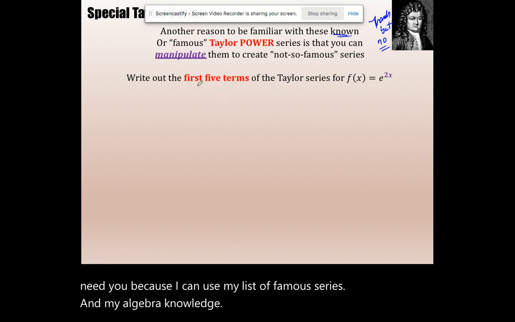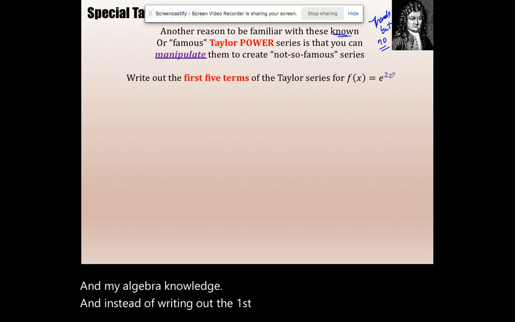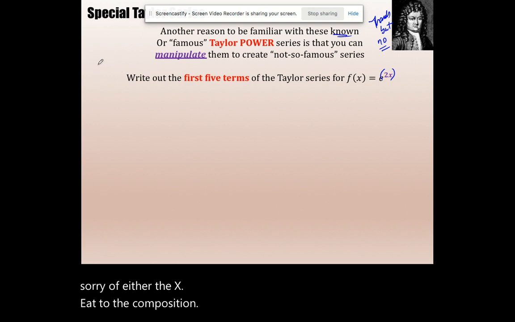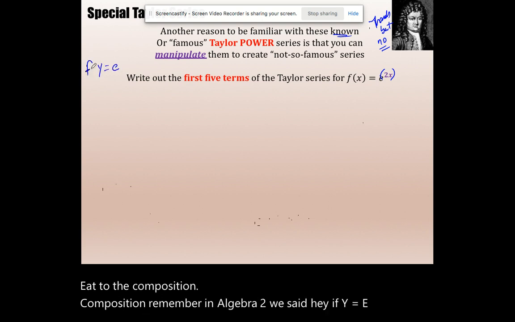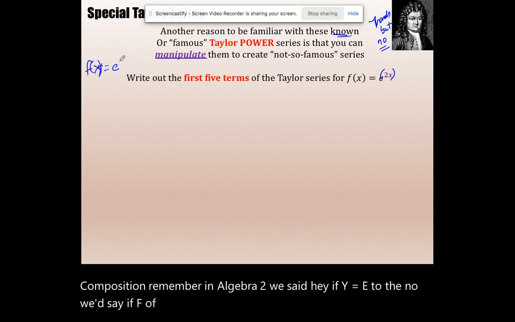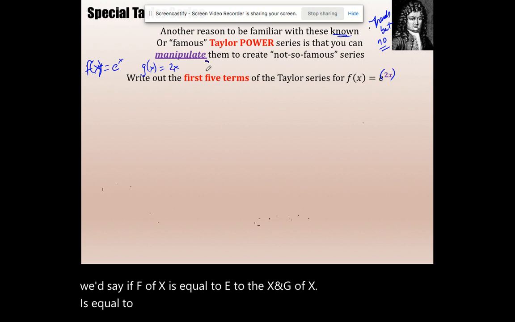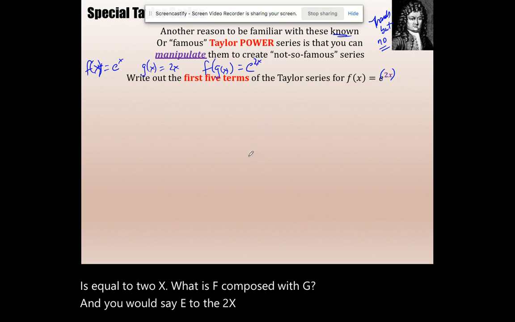And instead of writing out the first 5 terms of e to the 2x, we use composition. Remember in Algebra 2, we'd say, if f of x is equal to e to the x and g of x is equal to 2x, what is f composed with g? And you would say e to the 2x, right?